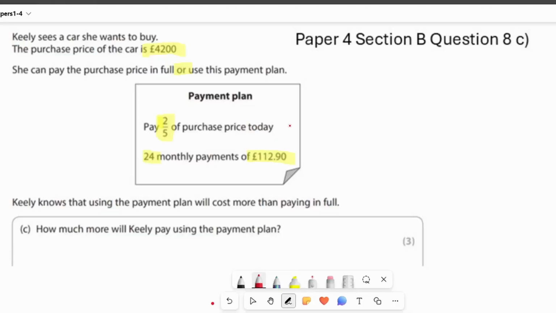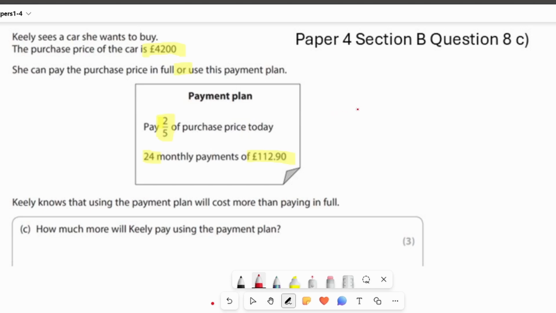So what we're going to do is work out how much it costs using the payment plan, and then get the difference between that and the purchase price for buying it today, which is 4,200. Okay, so let's work out how much money the payment plan costs. The payment plan says you can pay 2/5 of the purchase price today, and then 24 monthly payments of £112.90.